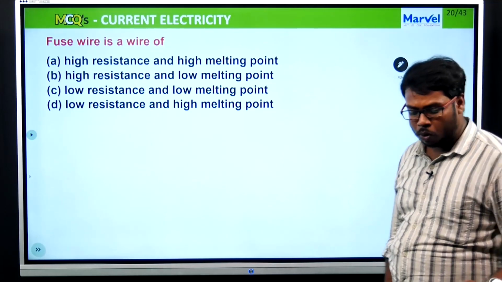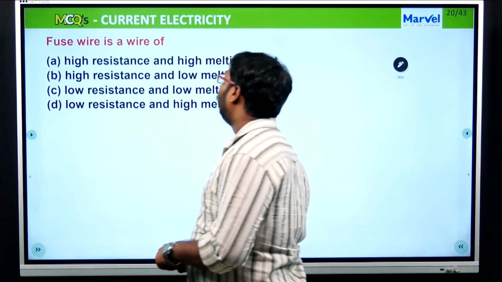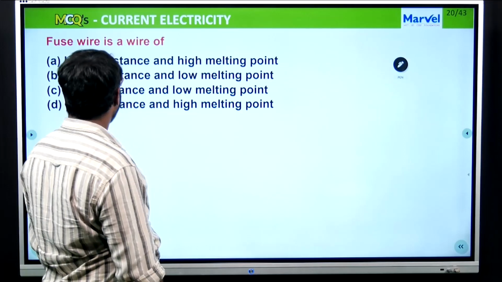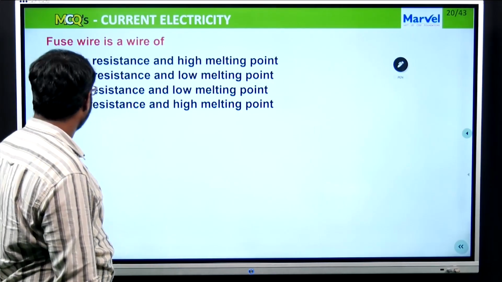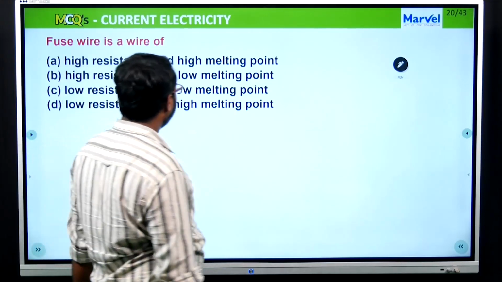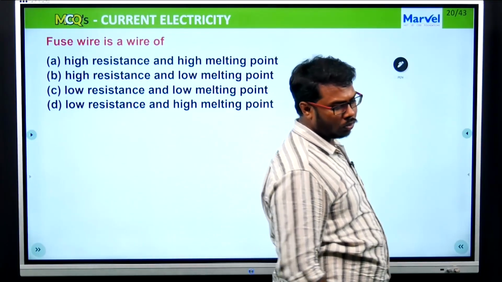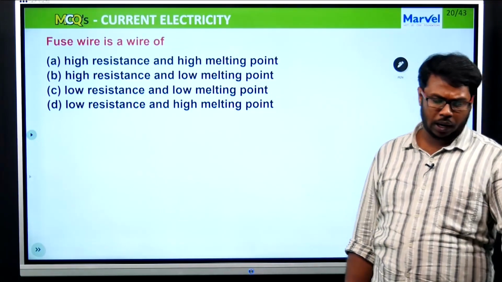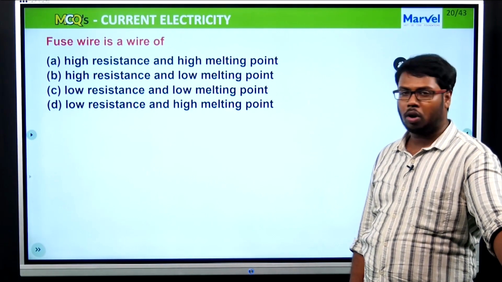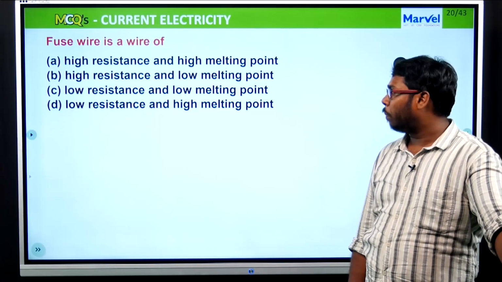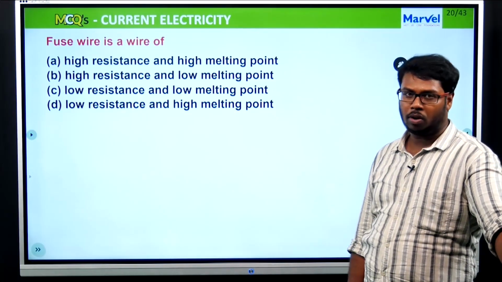Now we move to the next one. Fuse wire is a wire of... How do you think the fuse wire should be? It's a very important and interesting question, because we use fuse wires in all domestic purposes to maintain the safety in our home.